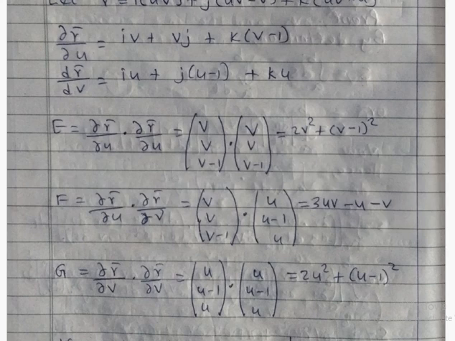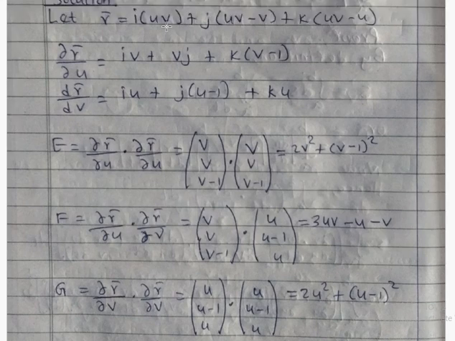If you look at the first element here, we have uv. When you partially differentiate uv with respect to u, we get v. That's why we have vi. The second element is uv minus v. We partially differentiate it with respect to u, and we get v, so we have plus vj. Then plus, for the last element, we have uv minus u. We partially differentiate with respect to u, and here we get v minus 1, and this is partial r partial u.